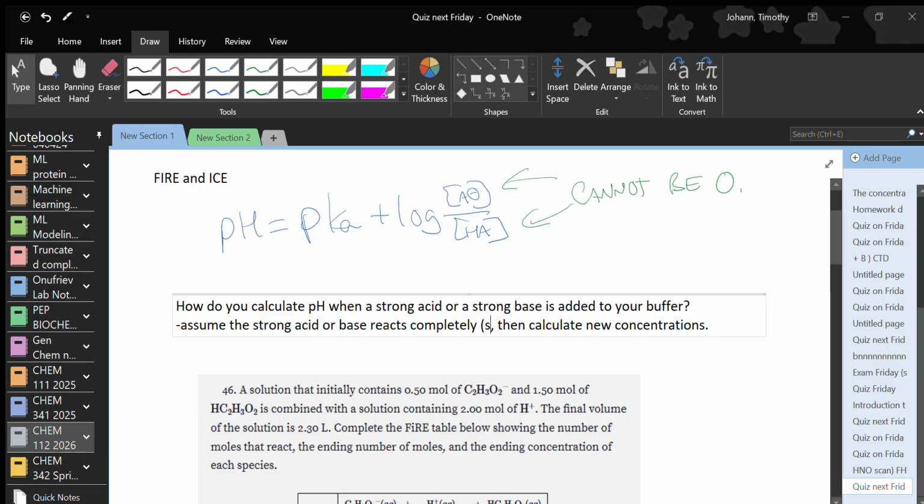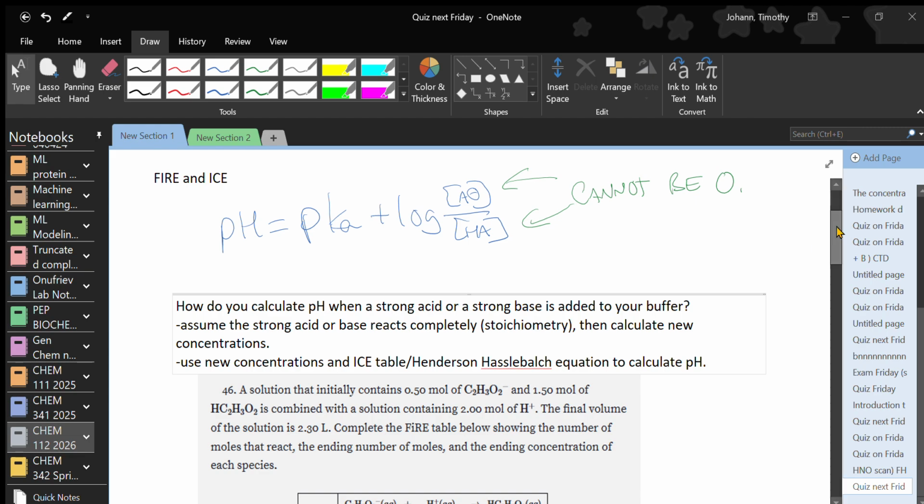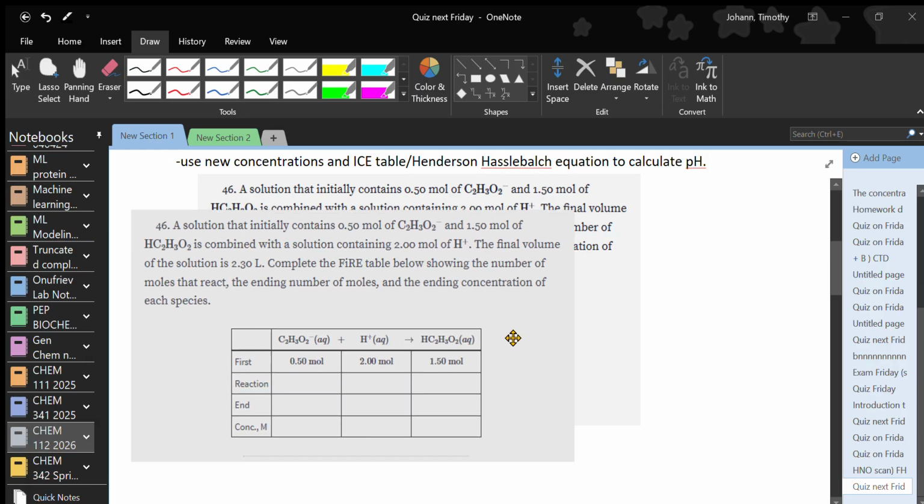Calculating the concentrations is also part of stoichiometry, but this is definitely part of stoichiometry. Assume it reacts completely, then calculate the new concentrations. Okay, and then use new concentrations in an ice table or a Henderson-Hasselbalch equation to calculate pH. All right. Questions on that process so far? We're about to do it. Okay. This first one is just going to be about an ice table, though. Okay.